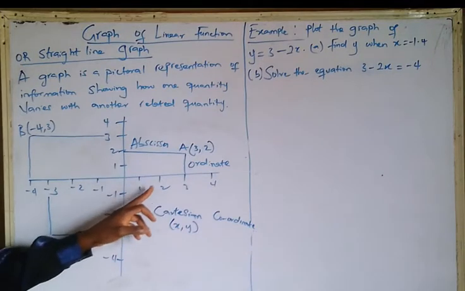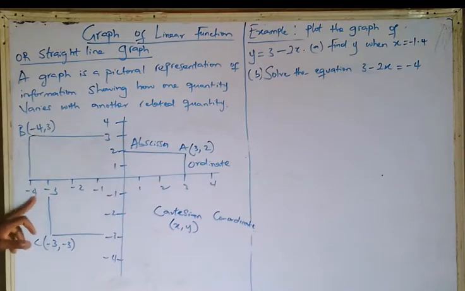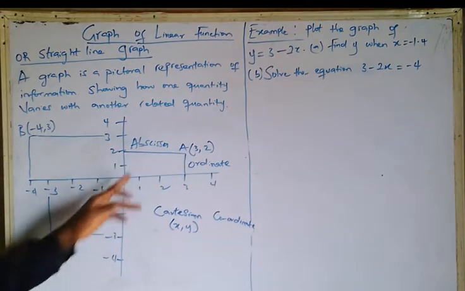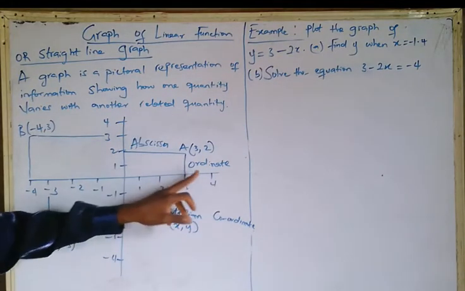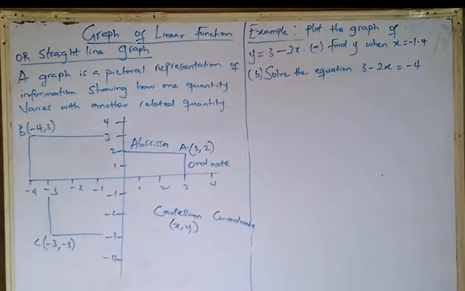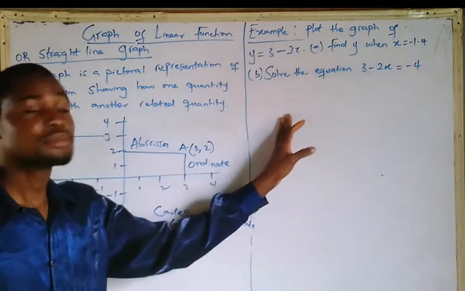My x came first in each case. Also, our x-axis is called the abscissa, while our y-axis is called the ordinate. From there, let's move on to solving this question on the straight line graph.